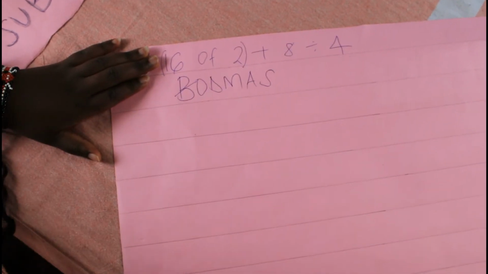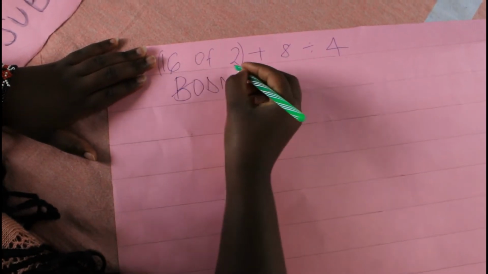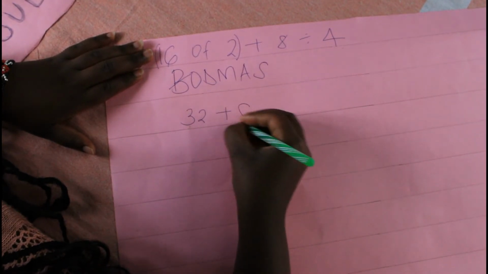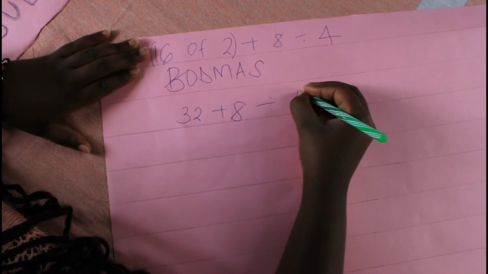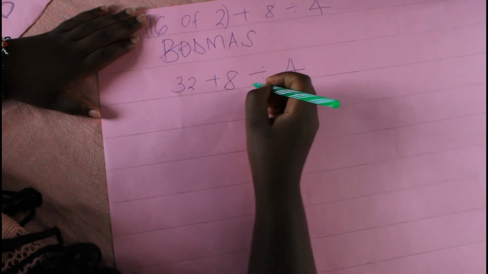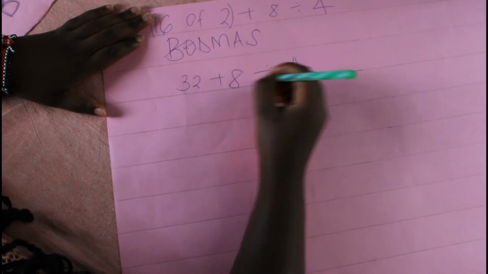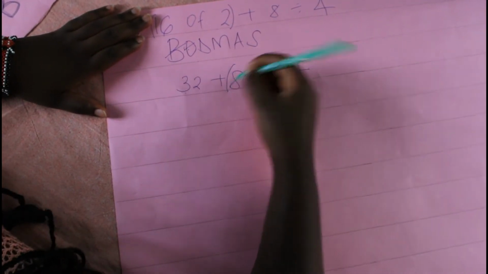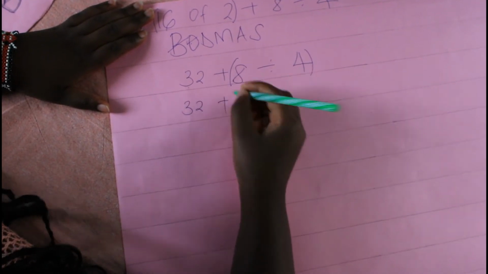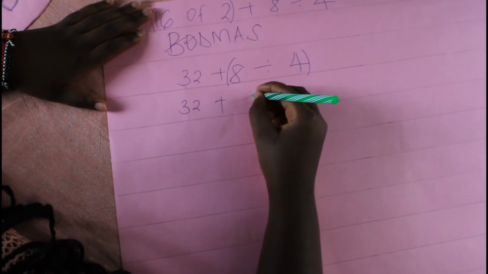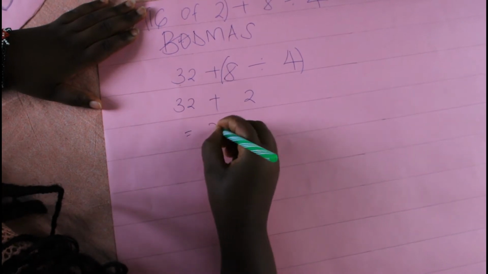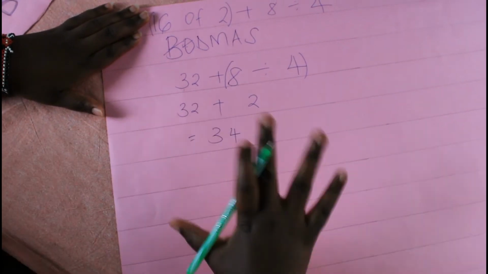You add your own bracket so that you can calculate it. So 16 of 2 will give you 32. Then plus 8, then divide by 4. So the next thing is that you check whether there is any division sign. Yes, we have a division sign here where there is 8 divided by 4. So you put the bracket in where the division sign is. That will give you 32 plus 8 divided by 4, which gives you 2. So 32 plus 2 will be 34.